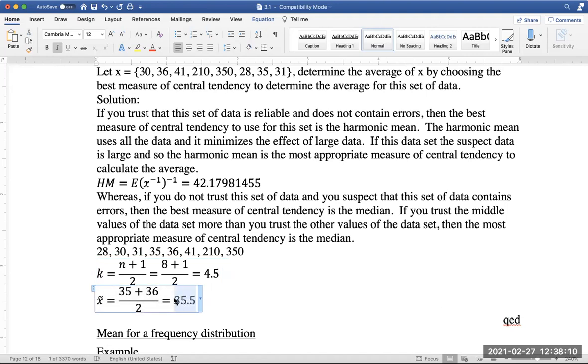So if you trust your data, then you get 42. If you don't trust your data and you think maybe it's an error, then you get 35.5. They're really not that far off. So they're relatively similar in size.